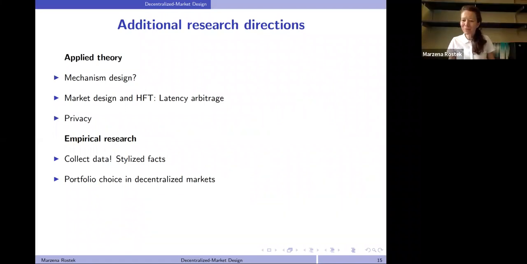All right, so let me mention a few more questions. For those of you who are into applied theory problems, you might wonder, what about the tools of traditional mechanism design, right? Can they be useful in developing these design principles for decentralized markets?